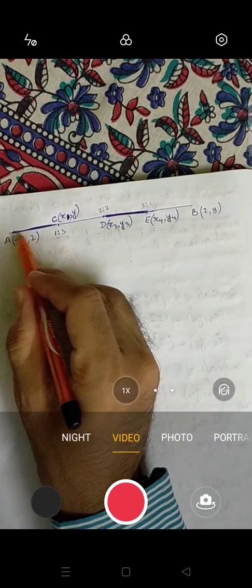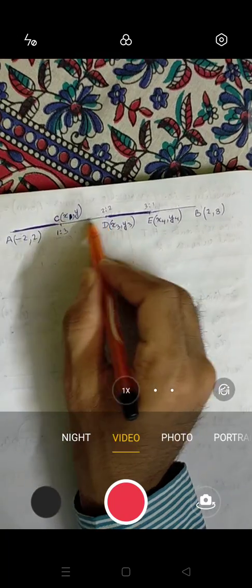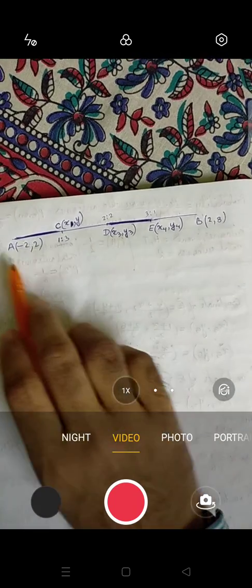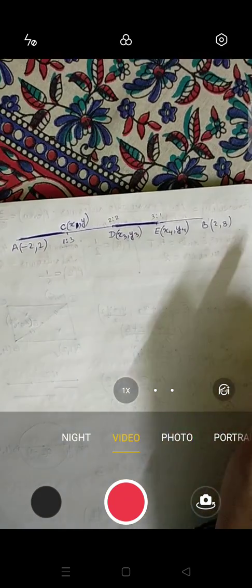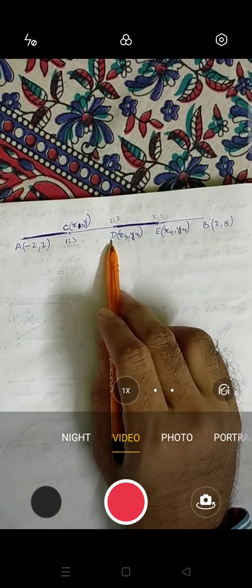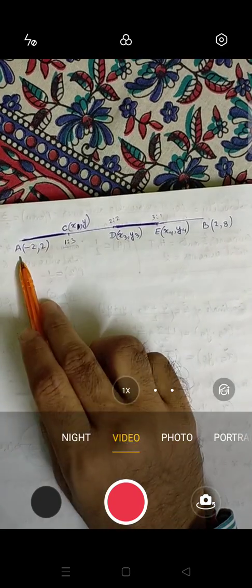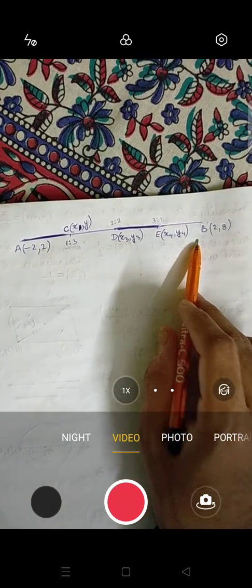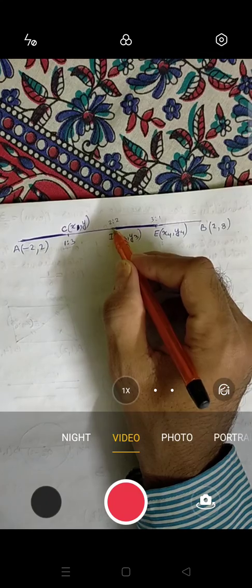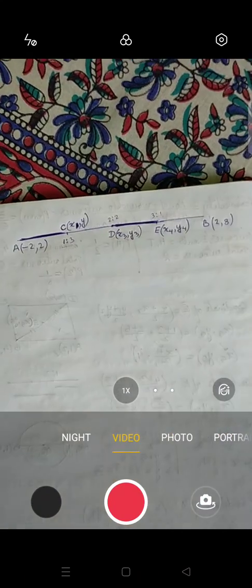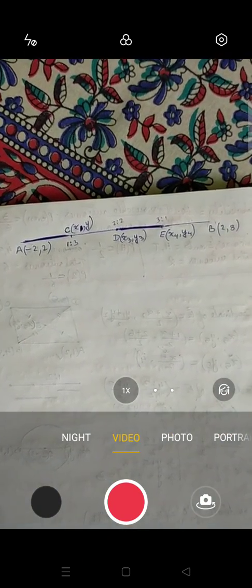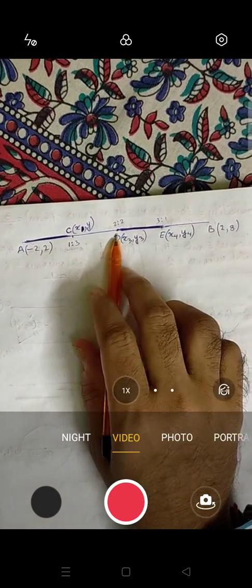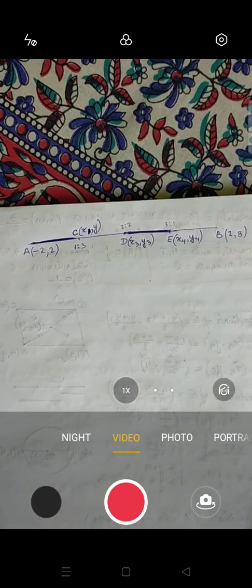Let us suppose this is 2 centimeter, so this is also 2 centimeter. This is 2 centimeter. This is 2 centimeter. We have taken all as 2 centimeter. Okay. So can I say that from A to D how much it is? 4 centimeter. And from D to B 4 centimeter. So can I say that D is the midpoint of AB? So we can find that way. D is the midpoint of AB. We will get it easily.